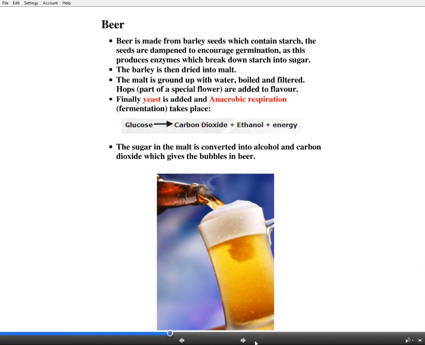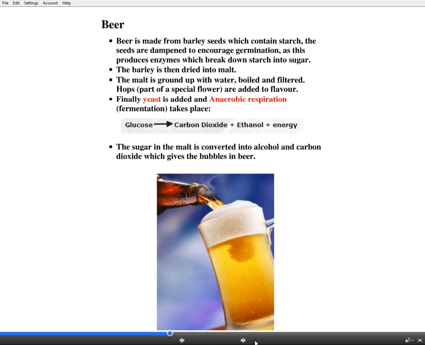Alright, so beer. Beer is another good example, and wine and champagne are other examples. Beer is made from barley seeds, whereas wine is made from grapes. You probably knew that. But these things are essentially just a source of sugar or carbohydrate for the yeast to feed on.